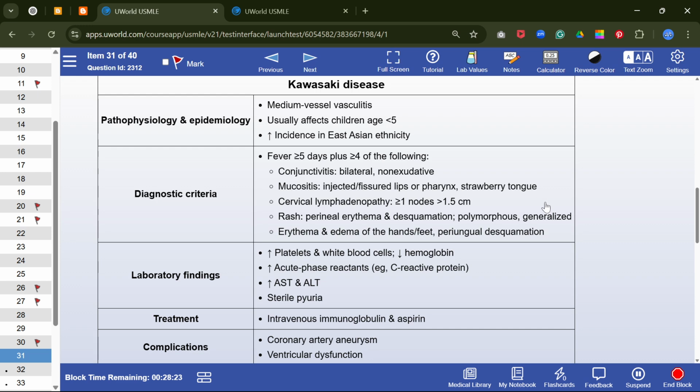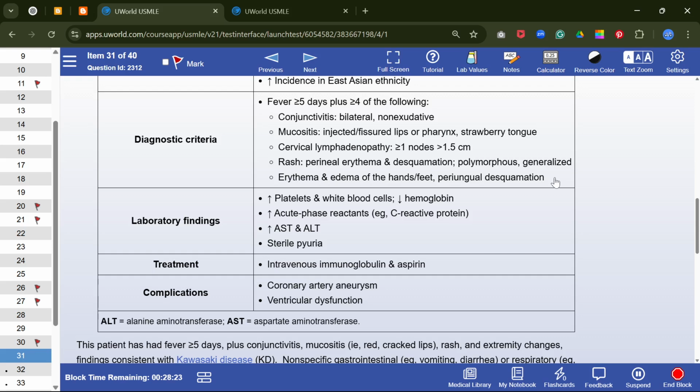Lab findings: increased platelets and WBC, decreased hemoglobin, increased acute phase reactants, increased C-reactive protein, and sterile pyuria. Treatment is IVIG and aspirin. Complications are coronary artery aneurysm and ventricular dysfunction.